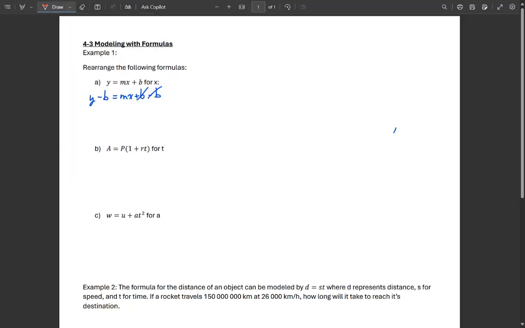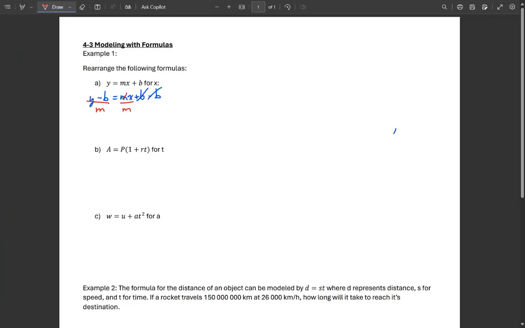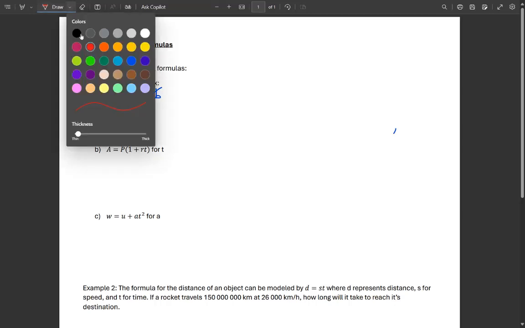To get rid of the m, we're going to do an inverse operation where we divide both sides by m. When you do that, m actually cancels out here and here, and we will be left with y minus b over m is equal to x. And that's the end of our equation. So there's a lot going on with that. Let's move on to the next one.